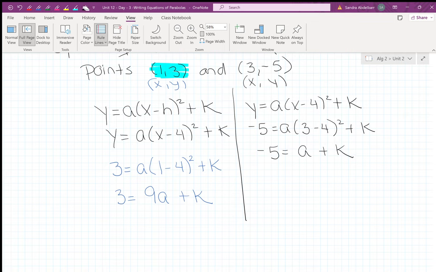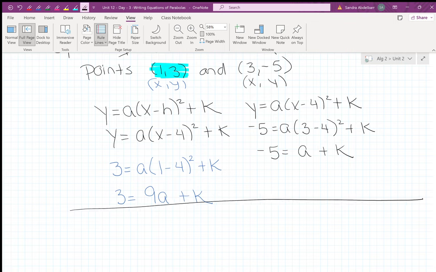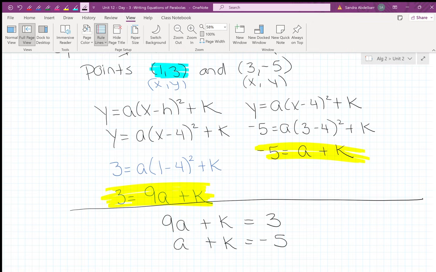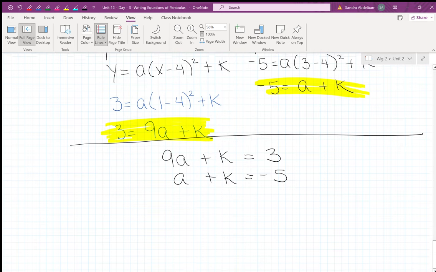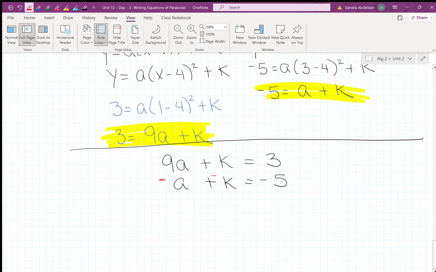All right, now I always like to solve through elimination. So now that I have my 2 equations in the same format, I'm going to line them up. So now I'm going to have 9a plus k equals 3, and I'm going to have a plus k equals -5. I'm going to subtract, meaning distribute in that negative to the bottom equation. Am I going too fast for you all? No, you're good. All right, so then I distributed in that negative.